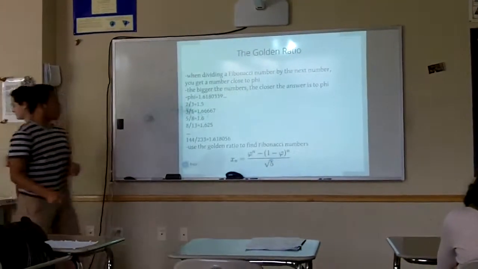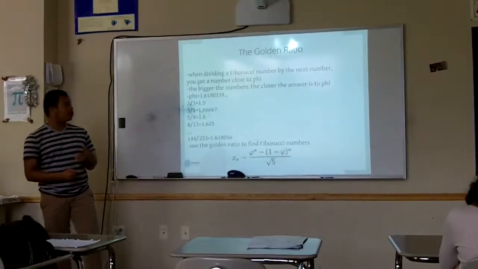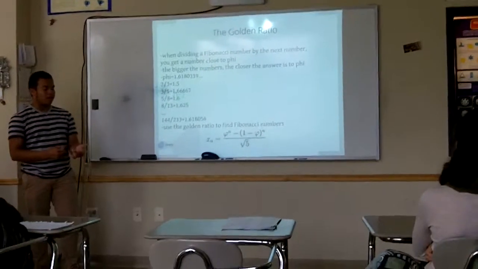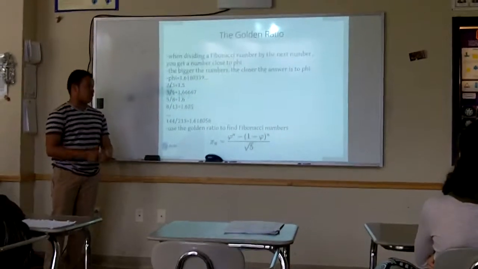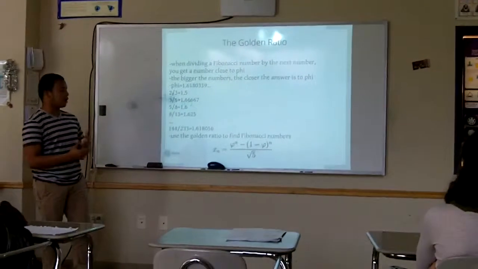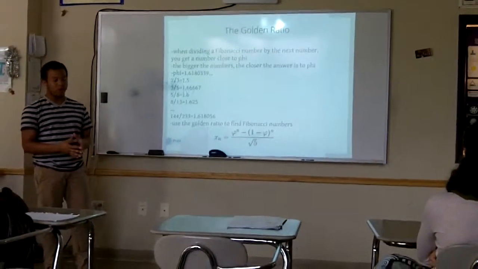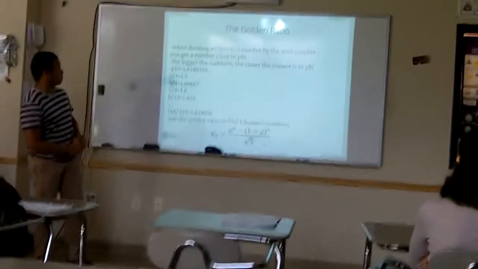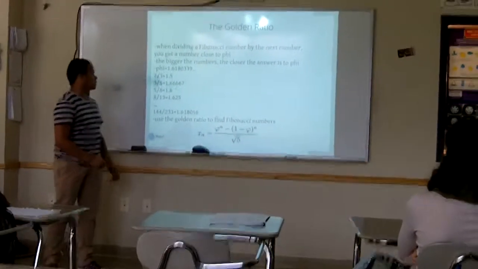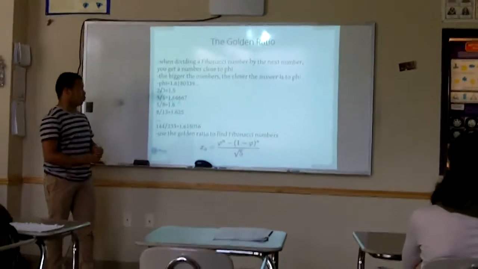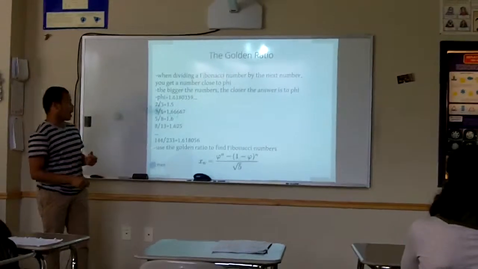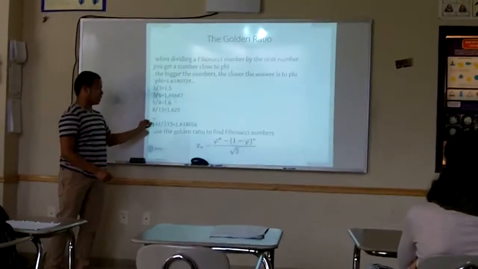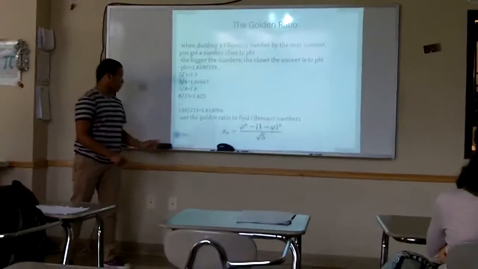Okay. So the golden ratio is the ratio you get by dividing a number in the Fibonacci sequence by its predecessor. And when you take golden ratios, they all start approaching phi, which is a Greek letter, and it symbolizes the number 1.618039. And as you progress along the Fibonacci sequence, they get infinitely closer to phi.